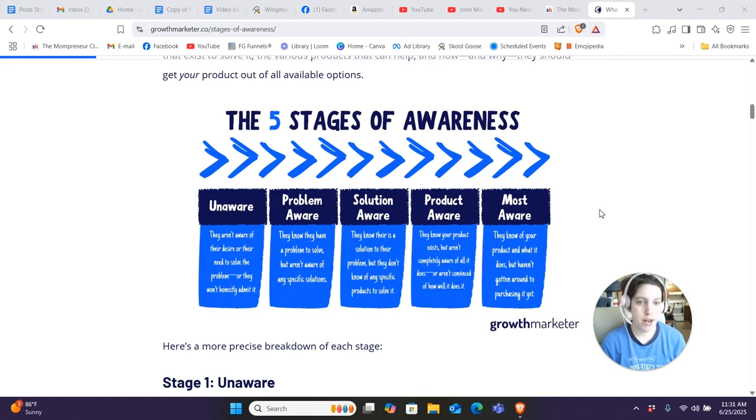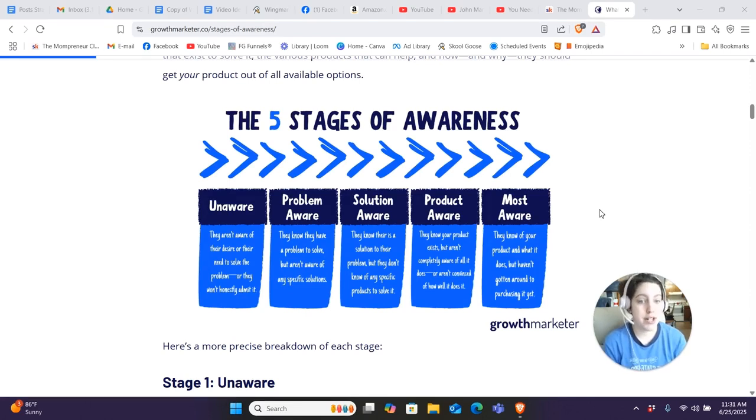Then we have solution aware. Solution aware is they know that there's a solution to their problem. They know that there's a way to fix this, but they don't know any specific products to solve it. And so maybe at this point, they're aware of different solutions, but they don't know exactly which route to go or what to invest in to help them in their specific business.